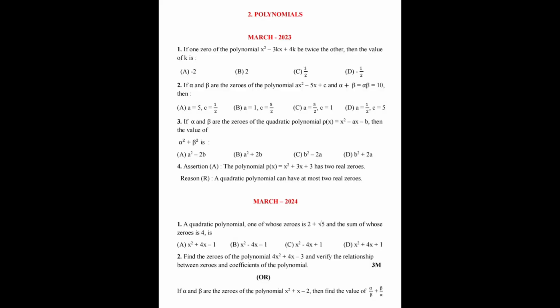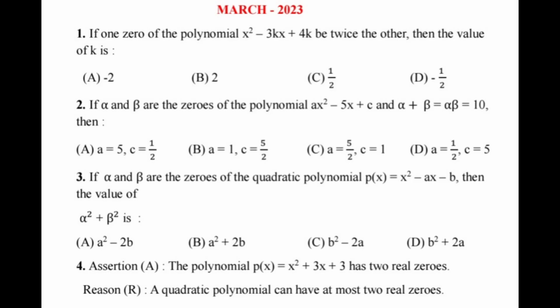Thank you. These are the questions of the polynomial chapter from 23-24. First I am taking the March 23 question paper. First question: if one of the zeros of the polynomial is twice the other, find the value of k. You can take one as alpha, the other one as 2 alpha, twice the other. So take 2 alpha and solve, you will get the answer.